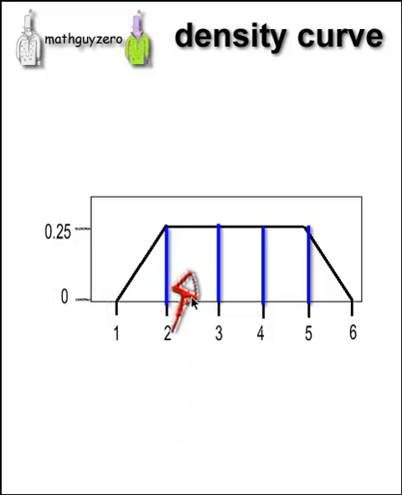So this rectangle is going to be 0.25. That's going to be 0.25. That's going to be 0.25.